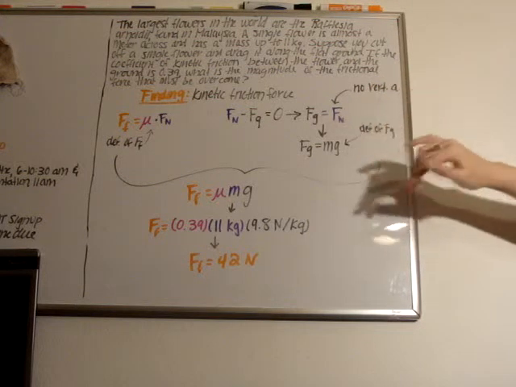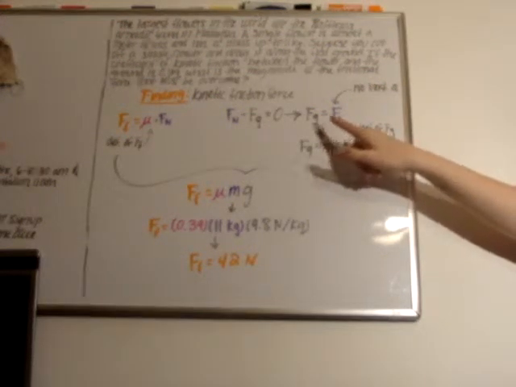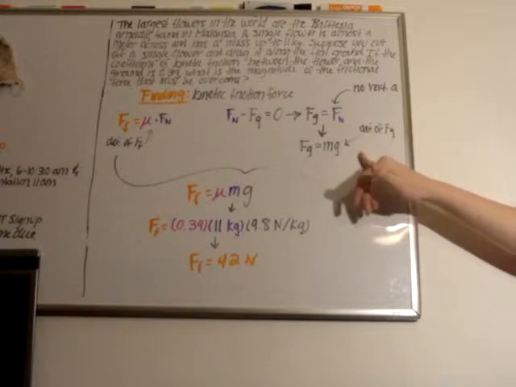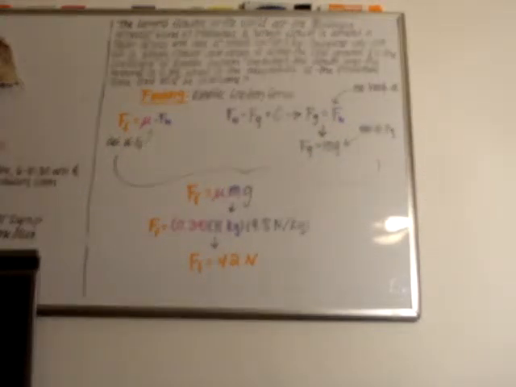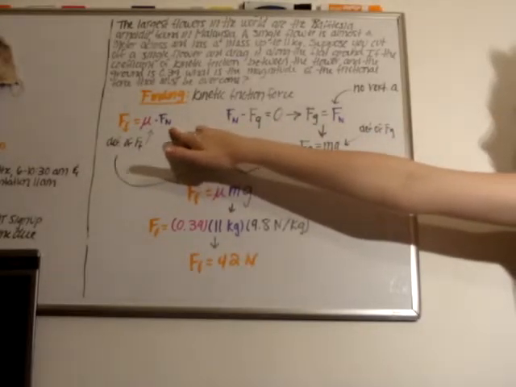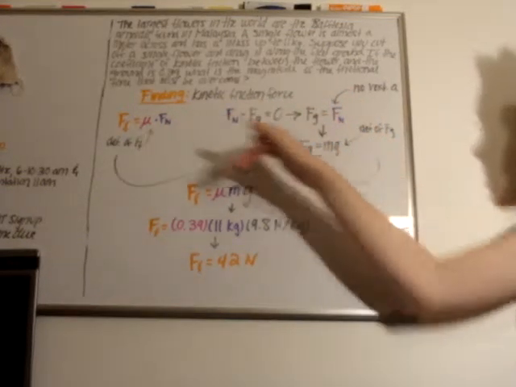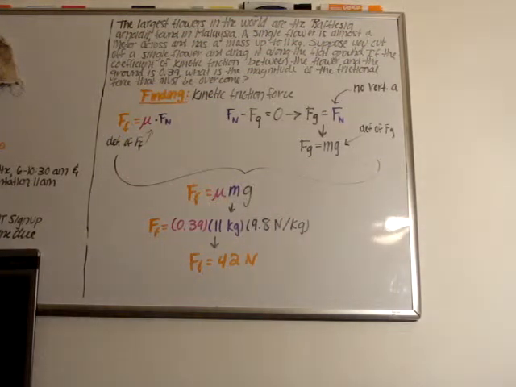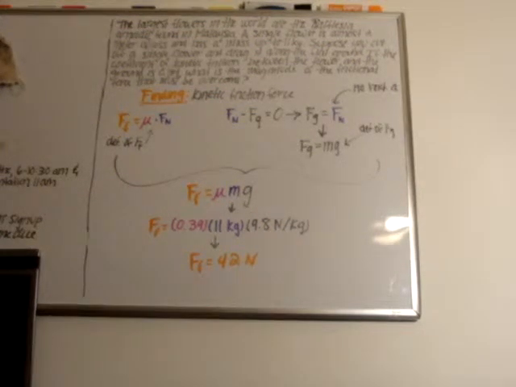And then this can be further simplified because F_N equals F_g, and F_g equals mass times gravity, which is the definition of the force of gravity. You can take this equation and for the normal force plug in mass times gravity, which gives you the force of friction equals the coefficient of friction times mass times gravity. So that's how we're going to find our final answer.